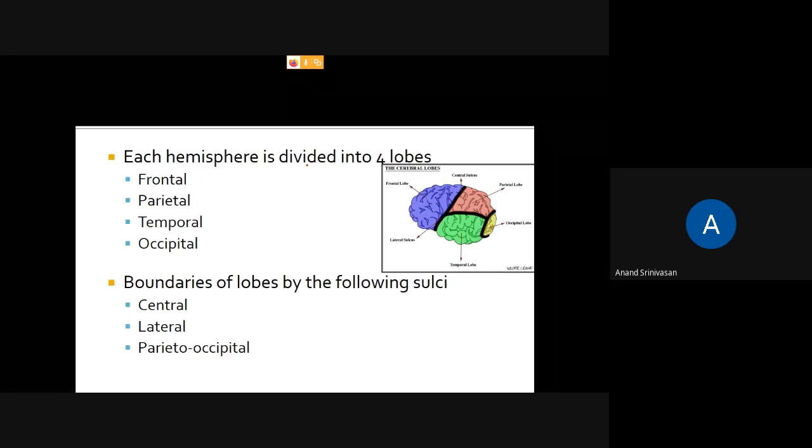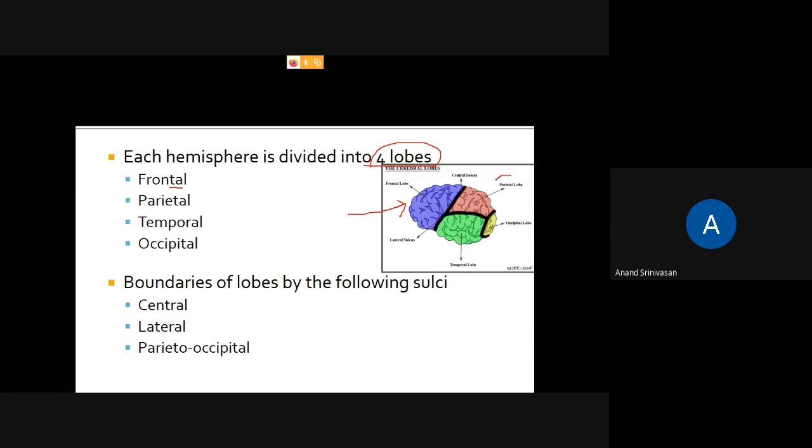Each cerebral hemisphere can be divided into 4 lobes. The part which is anterior is called the frontal lobe. Frontal bone, you know that, right? In the skull, there is a frontal bone. Just behind the frontal bone is the frontal lobe.